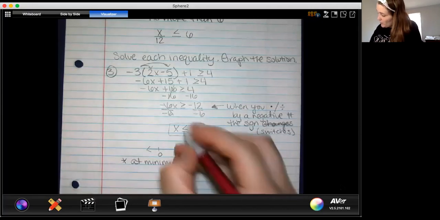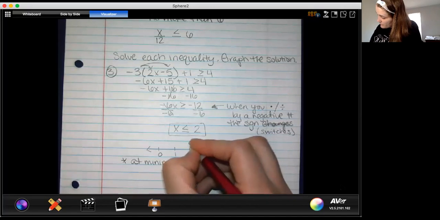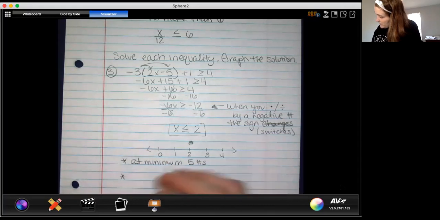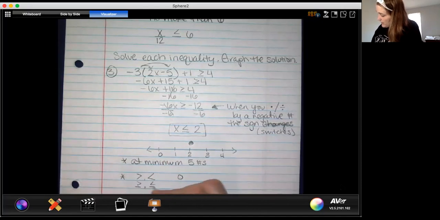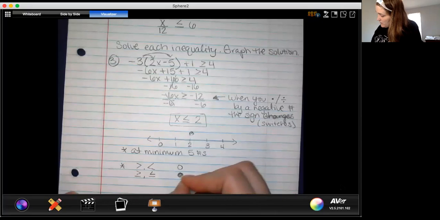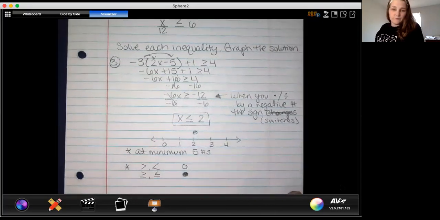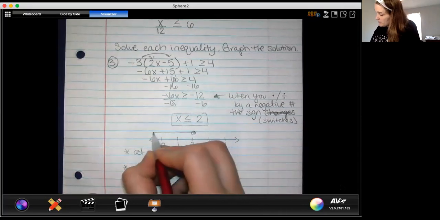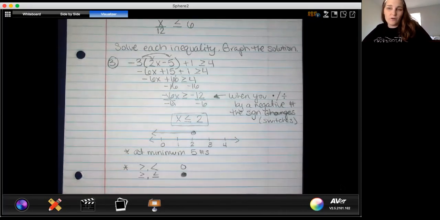Okay, hopefully you said closed circle. Remember that when you have greater than or less than symbols, you have an open circle. When you have greater than or equal or less than or equal, you have a closed circle. And last but not least, we have to determine which way my answers are going. If x is less than or equal to 2, that means all my answers are less than, or to the left.